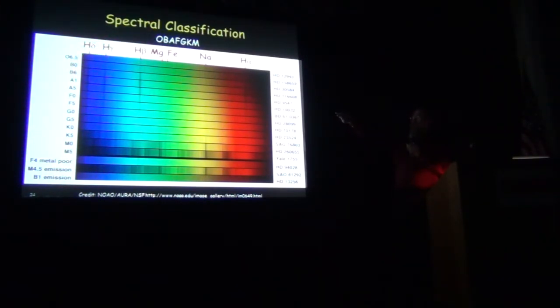And it's reordered, but they kept the old terminology. So O, B, A, F, G, K, M. "Oh Be A Fine Girl, Kiss Me" is the acronym that's used to memorize the sequence down here. And then, of course, this doesn't have everything in the universe. There's always exceptions, and we'll see some of those exceptions that don't follow this, but a good class of stars follows.